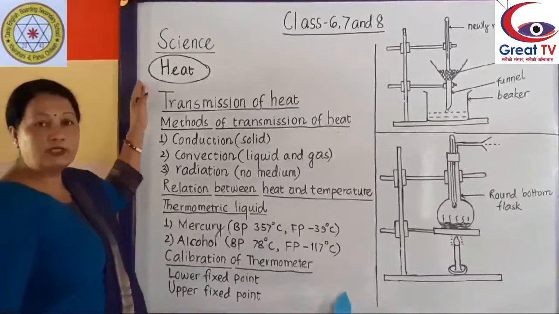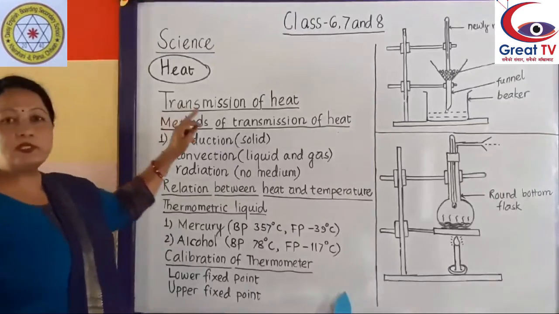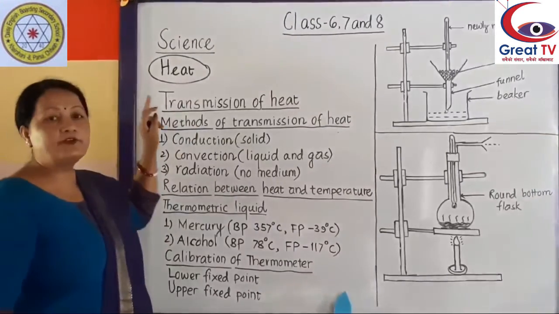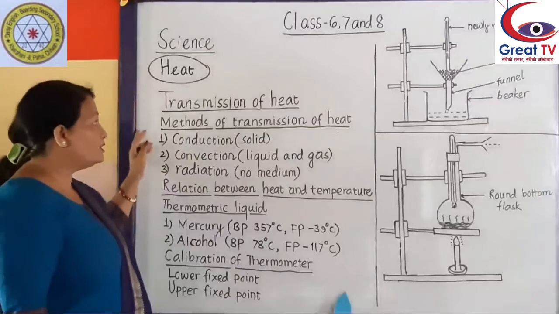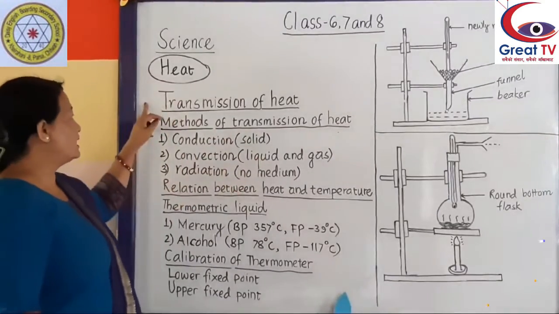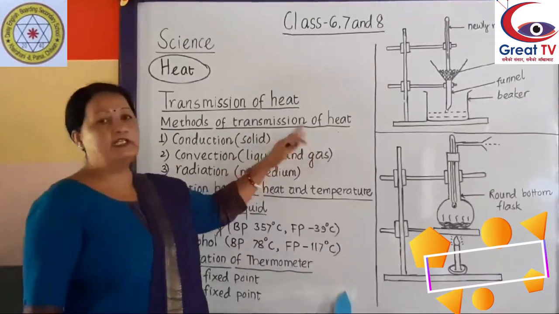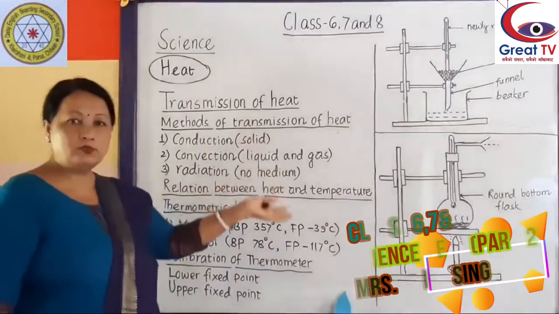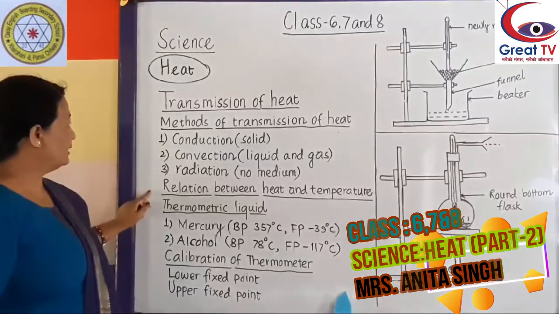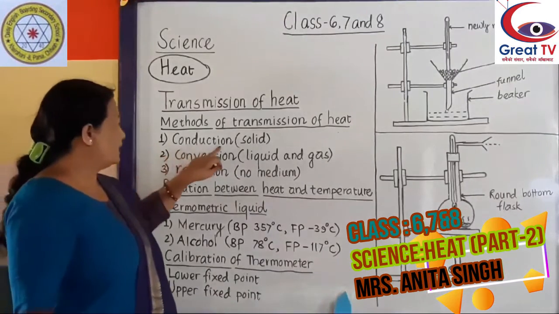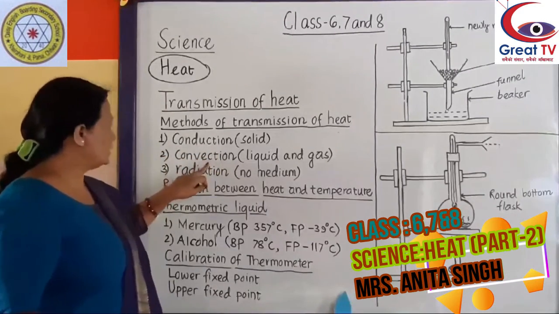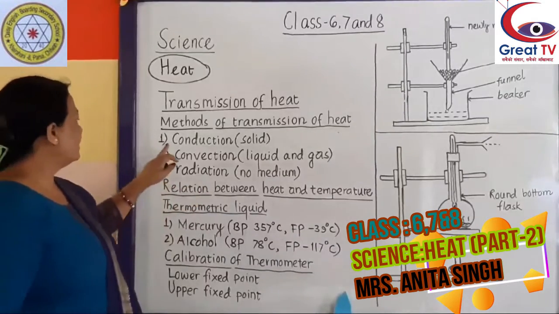Topic based on heat: transmission of heat. The process of transfer of heat from one point to another point is called transmission of heat. Methods of transmission of heat. Heat transfers from one point to another point in different methods: number one conduction, number two convection, number three radiation.